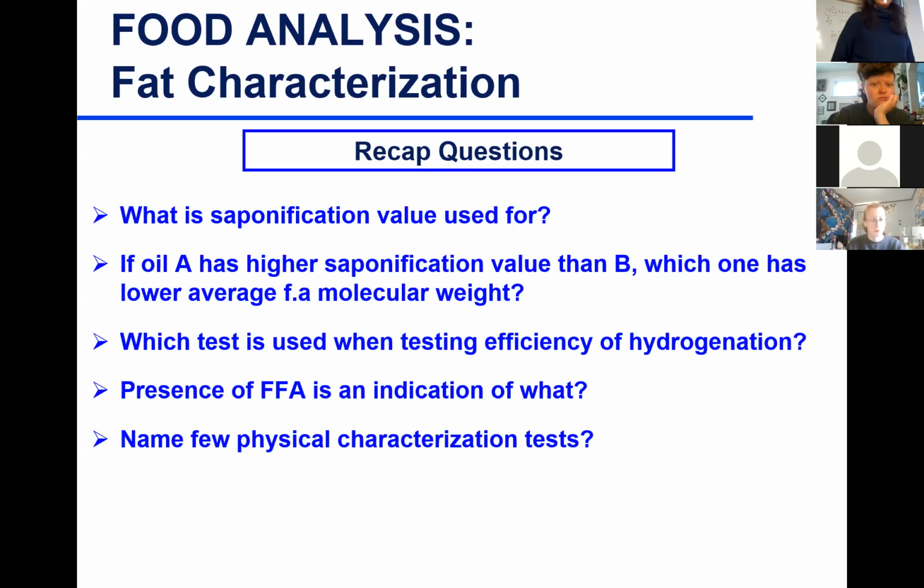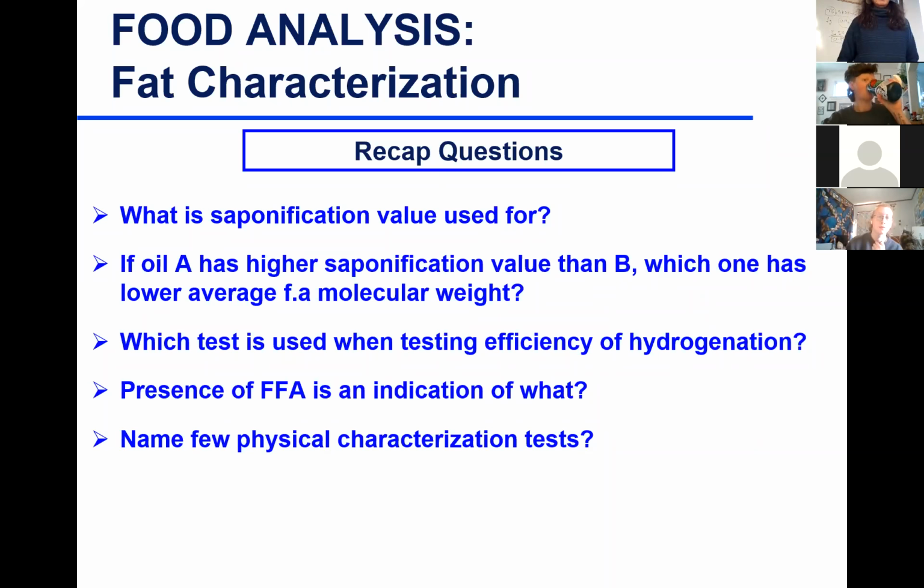All right. Which test is used when testing efficiency of hydrogenation? Iodine value. There we go. Yes, so iodine value is a measure of degree of unsaturation. In hydrogenation we are saturating the double bonds, and when we saturate the double bonds, the iodine value should go down.